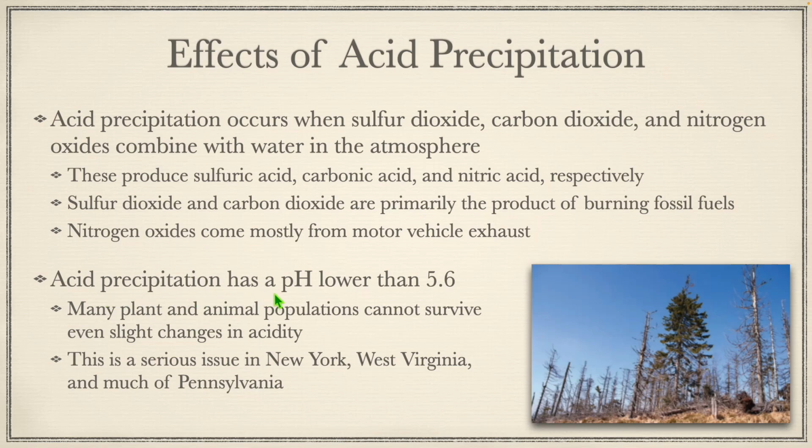Acid precipitation has a pH lower than 5.6, because remember, 5.6 was our natural precipitation pH. So anything less than that is considered acid precipitation. Many plant and animal populations cannot survive even slight changes in acidity. So most things are very sensitive to changes in pH. This is a serious issue in New York, West Virginia, and much of Pennsylvania.